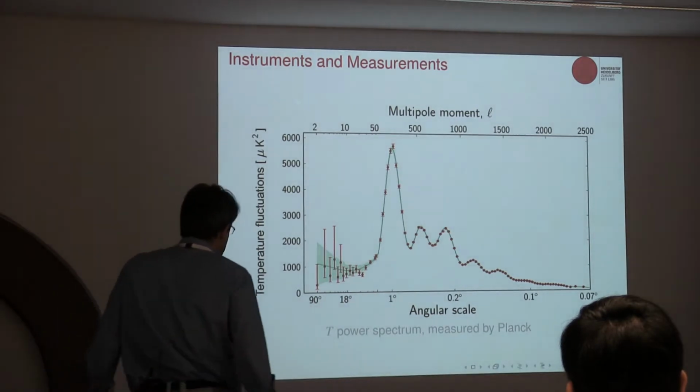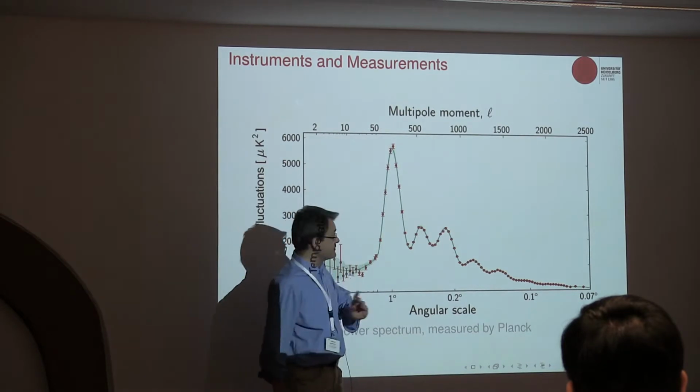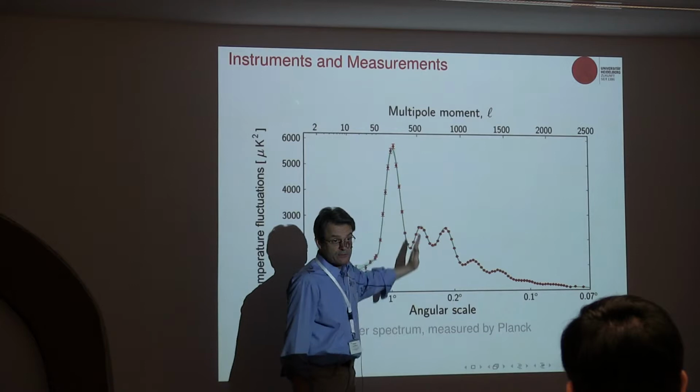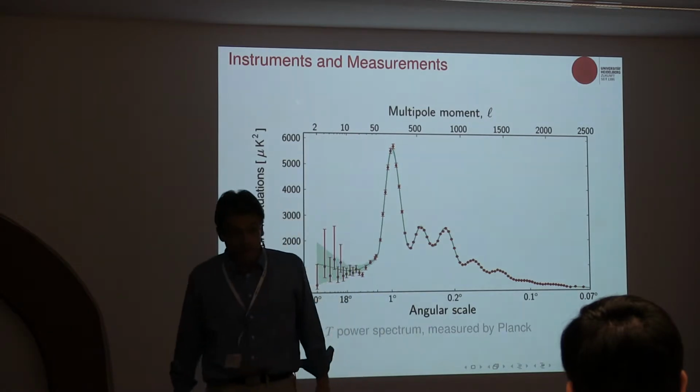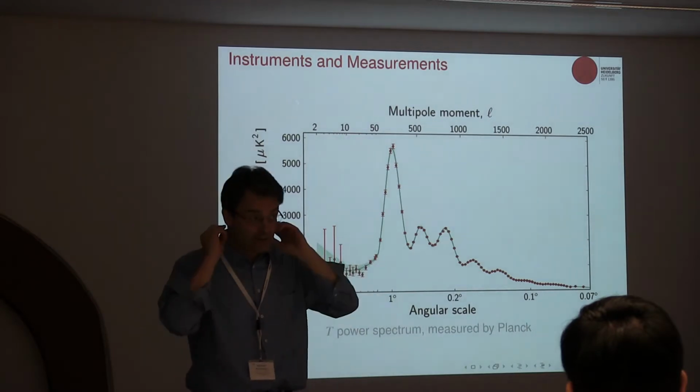And in fact, this curve is cosmic variance dominated up to L of 400. So up to L of 400, the error budget is dominated by this cosmic variance effect, not by systematics or instrumental noise or whatever.